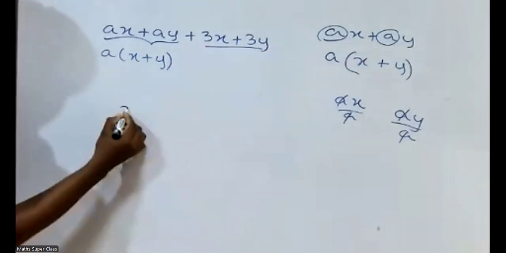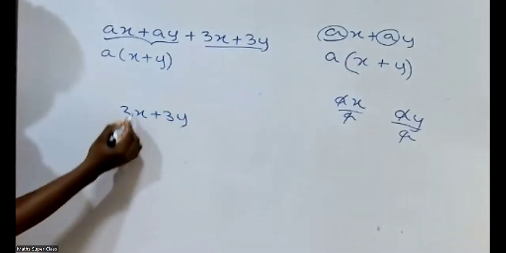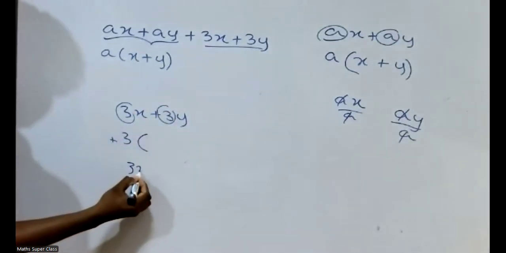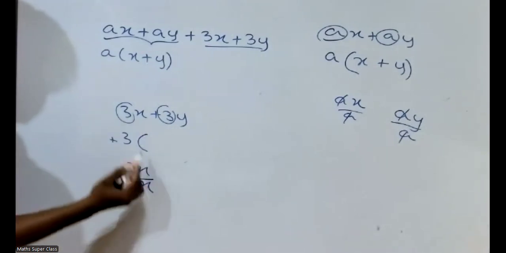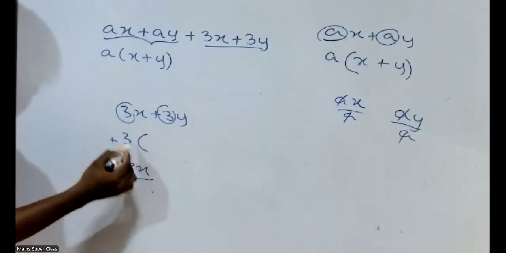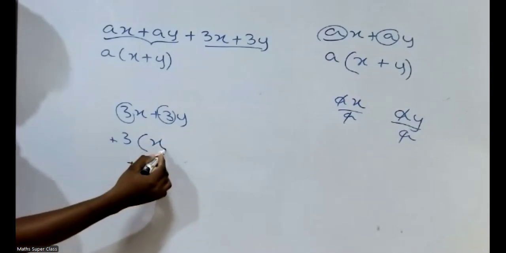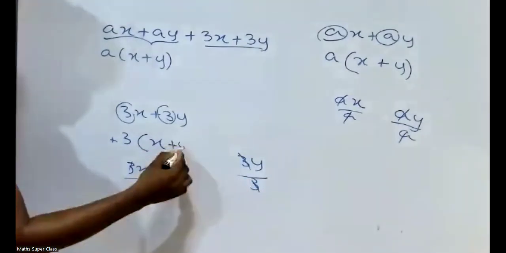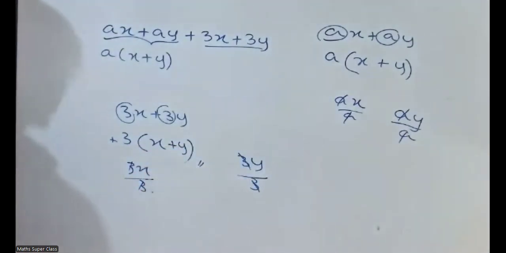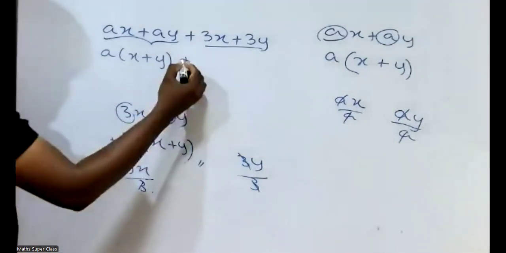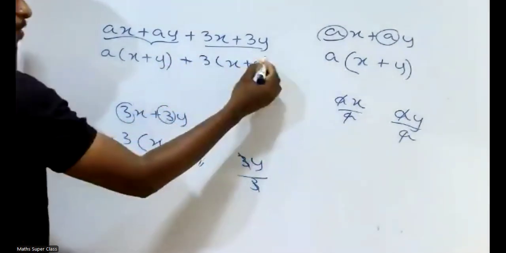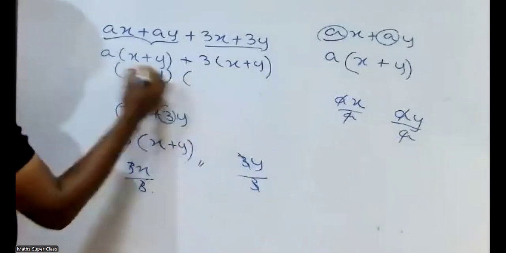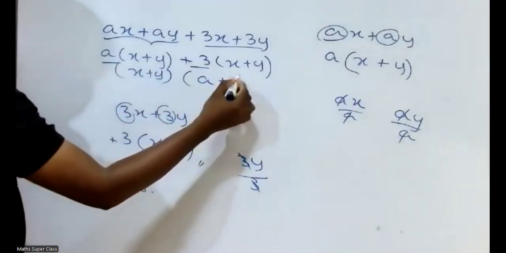Then this one. 3x divided by 3 should be x. 3y divided by 3 is y. Plus 3 times. Now x plus y. So the answer is 3 times x plus y.